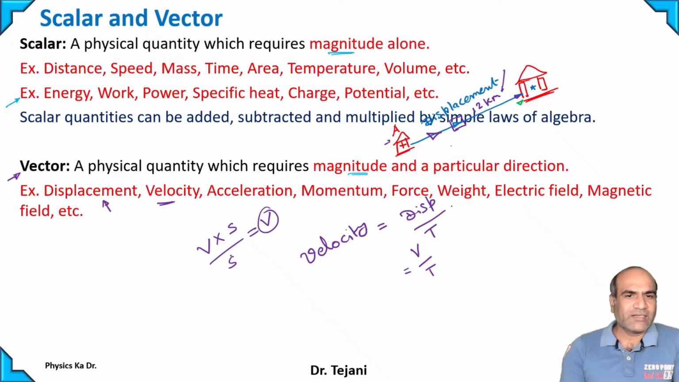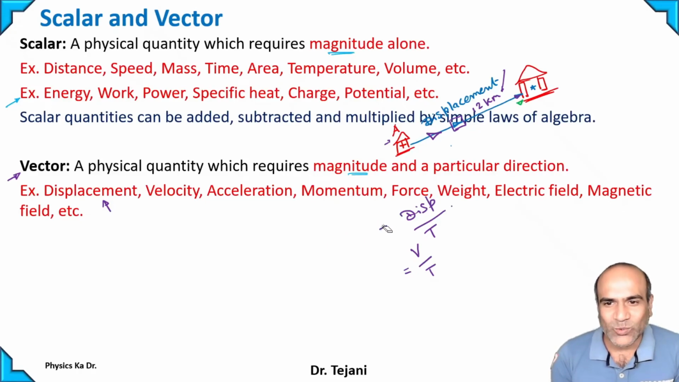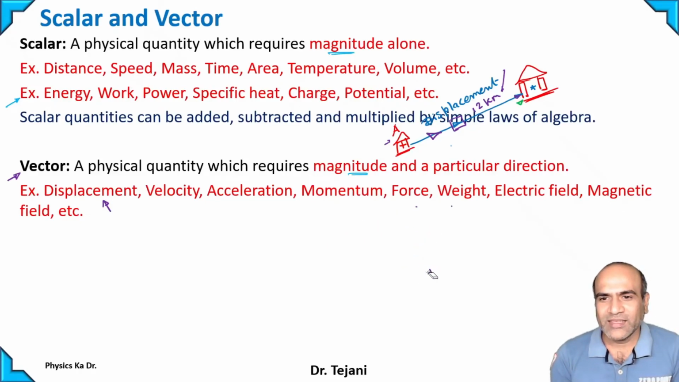Remember this, right? A vector multiplied by a scalar quantity always gives us a vector quantity. We need direction in terms of velocity also. Therefore, velocity becomes a scalar quantity? Scalar? Is it scalar? No, it's not a scalar. It is a vector quantity.